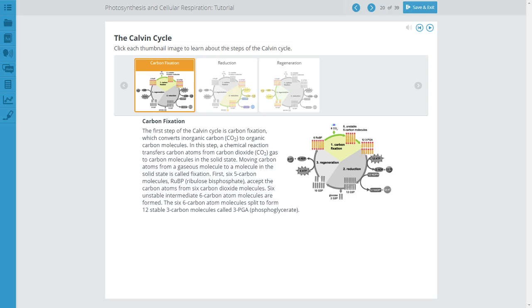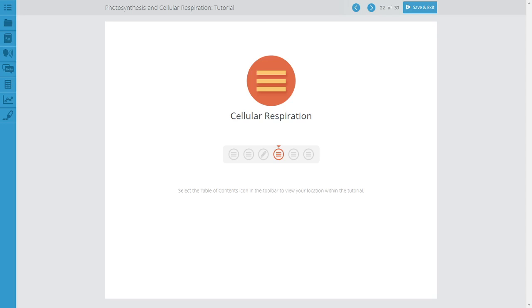So stick around. This is a good time to pause right here and just take a break, because this was some pretty complex stuff. Now that we've built that sugar molecule, okay, now what do we do with it?